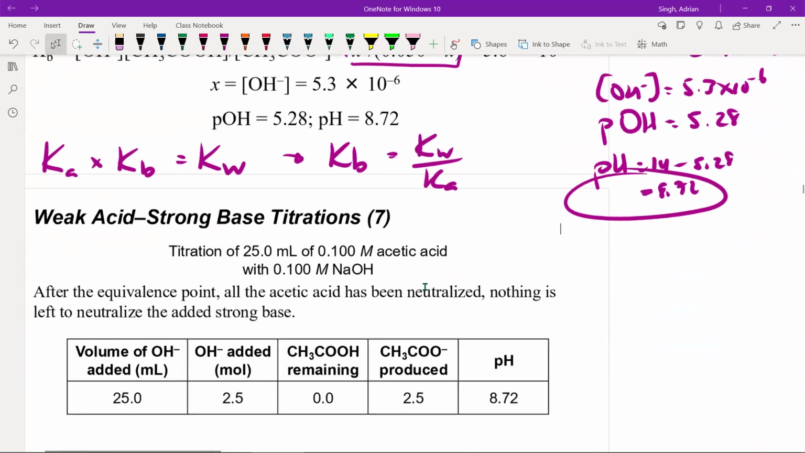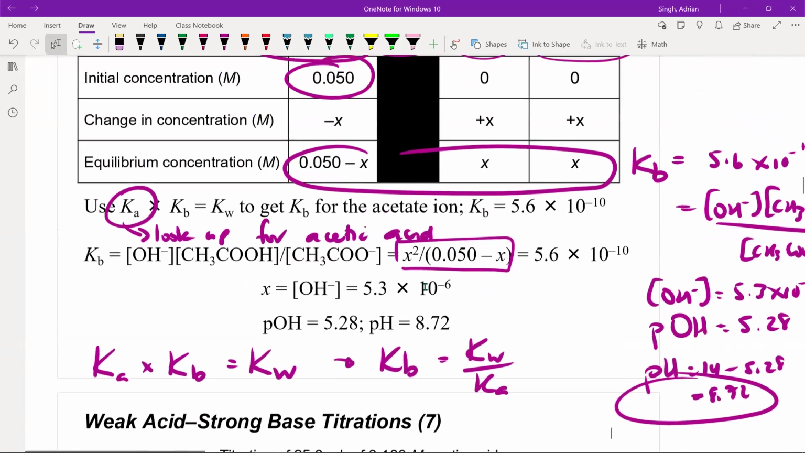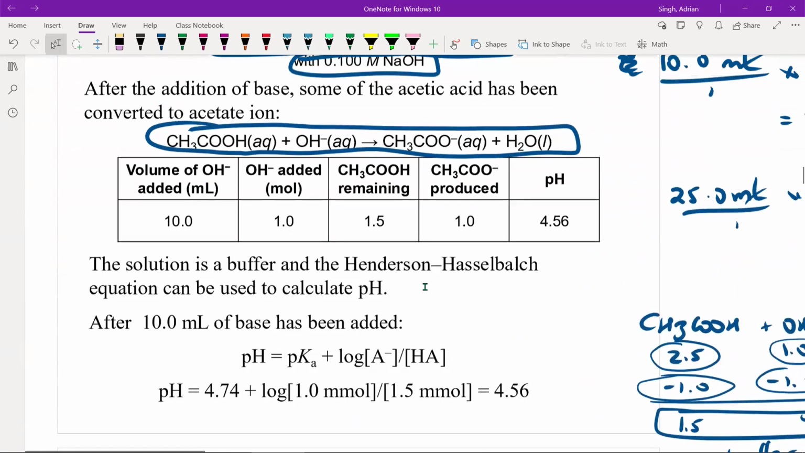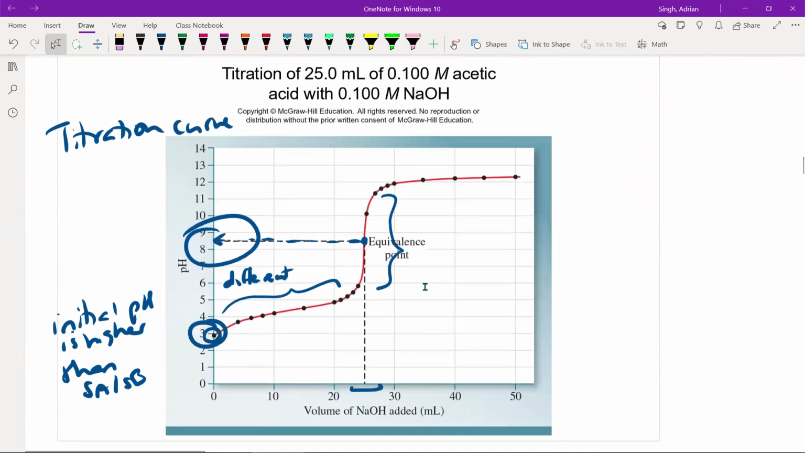After the equivalence point, after all the acetic acid has been neutralized, nothing is left to neutralize the added strong base. So as a result, it's going to look very similar to that of the strong acid, strong base titration after that equivalence point as well. Okay, so for each of the data points on our weak acid strong base titration, we could calculate the pH, and let's just summarize how we can calculate the pHs at each of those points.